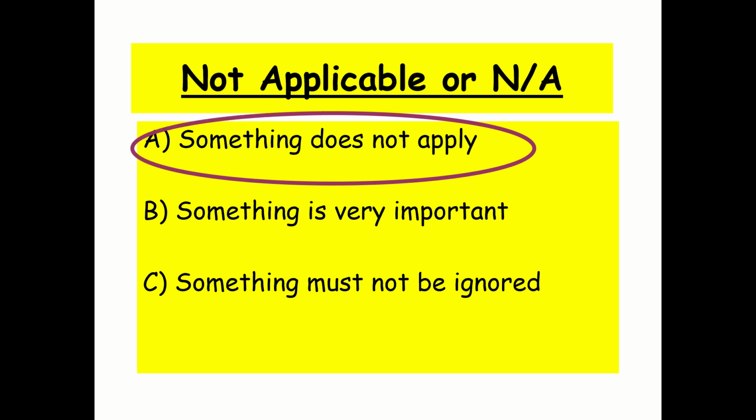Okay, so not applicable, or NA, means something does not apply. And sometimes when we fill in forms, there might be a question that doesn't mean anything to you, it doesn't apply to you. Here we can write NA, which means not applicable.